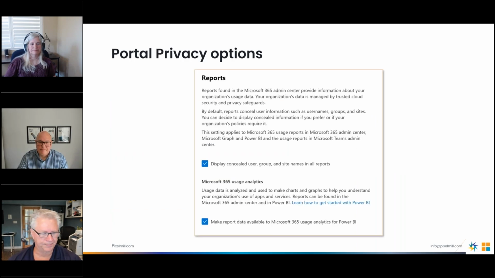All right. You have to turn this. Actually, you don't have to turn this on. What you have to do is to determine whether or not you get to see what you might consider as sensitive information. And sensitive information in this world are user emails and names, and also site names when it comes to SharePoint. And if you want to see those options, you have to check this option, which is basically display concealed user, group, and site names in all reports. If you do not check this, you are going to see GUIDs.